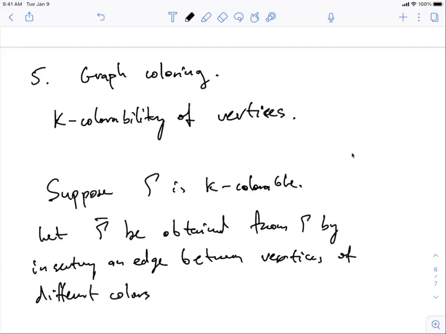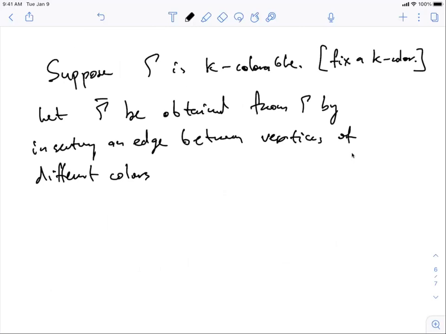So when I say suppose, to make sense of this, I said suppose gamma is k colorable, and we should fix the k coloring. Then you extend gamma to a graph gamma bar by inserting an edge between two vertices whenever they have different colors. And so then what one finds is you have a graph gamma bar with k subsets of its set of vertices, and these subsets have the property that they're independent, so they have no edges between them.